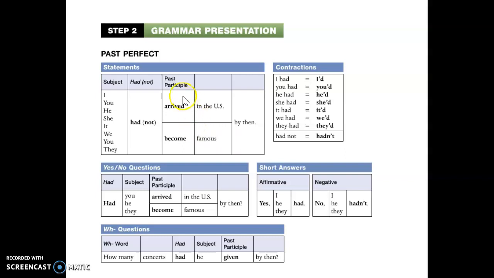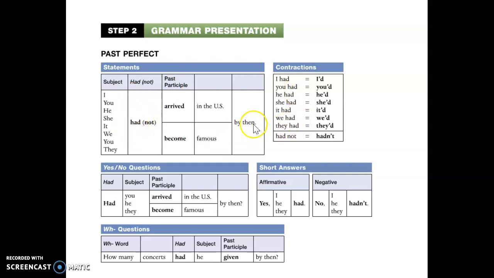This is how we create a sentence in the past perfect tense. Our verbs will look this way. So we will always have had, right? And had in this case is our auxiliary verb, which means the helping verb, which means that we will use this verb in order to create negative sentences or create questions, right? So this is our helping verb had. As you can see, we only have one form of had for all the pronouns. And then had comes with either ed or the PP form of the verb, right? For example, she had arrived in the United States by then, or he had not become famous by then.